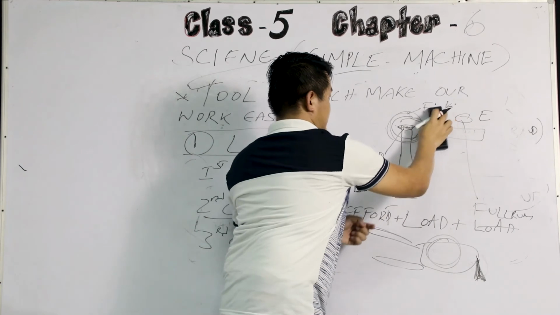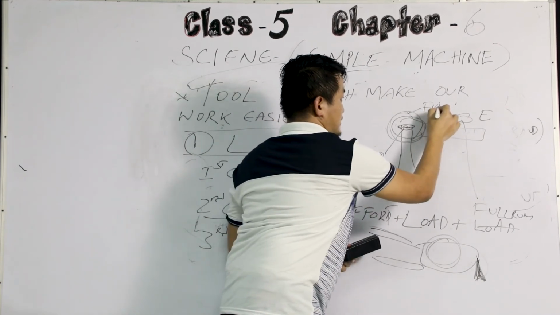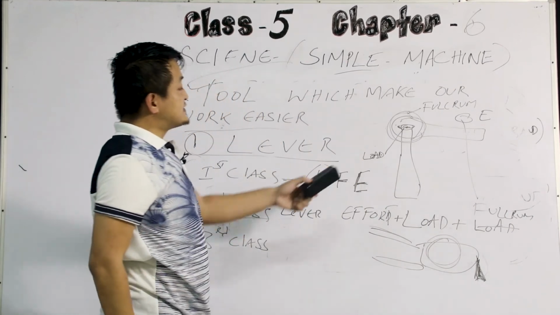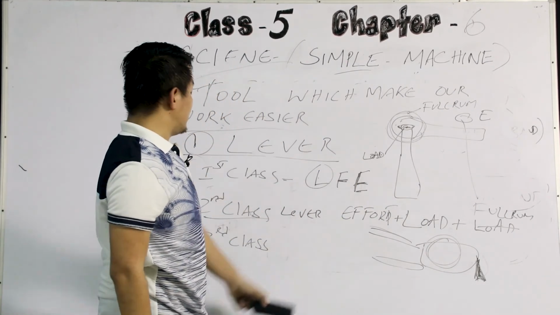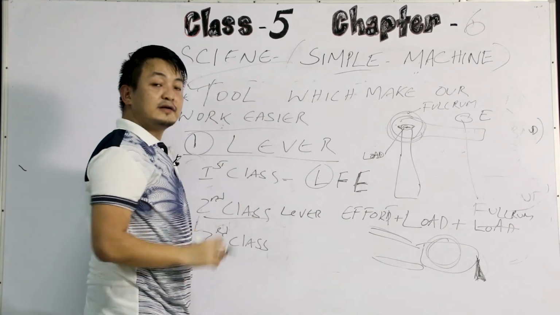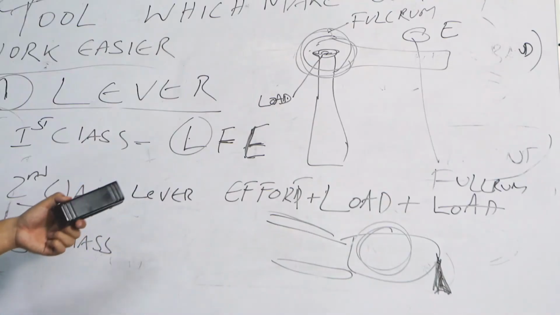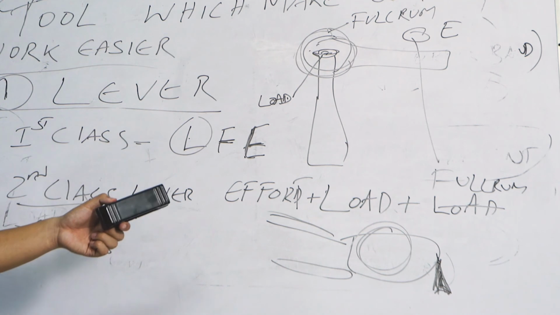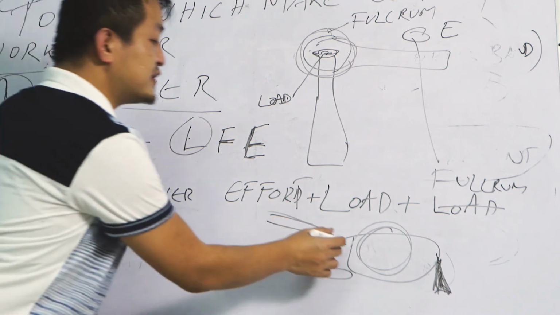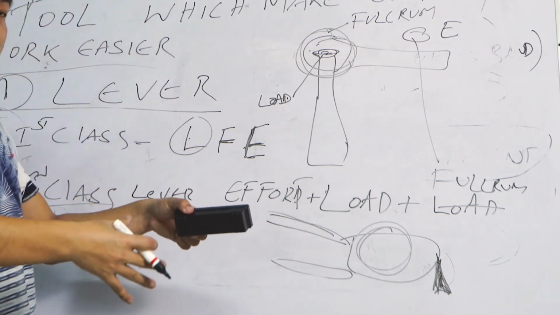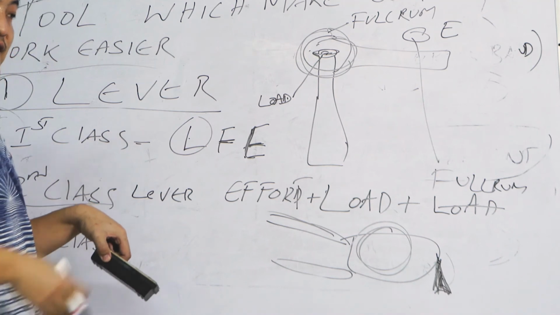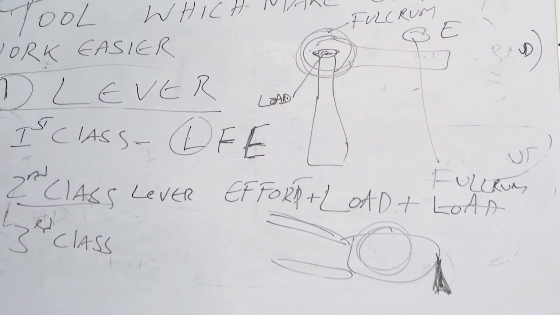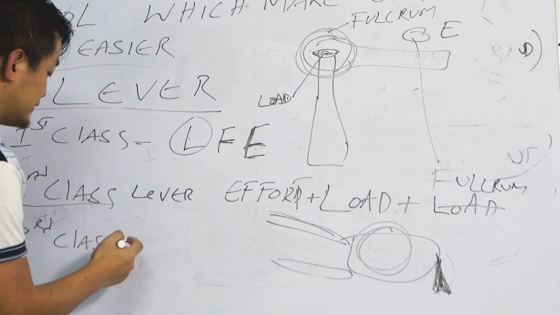F-U-L, fulcrum. So this is the support. This is the example of second class lever. Okay. Now even the shopping cart is also an example of second class lever. Clear? Because even in the shopping cart, the load is in the center and the effort is on the side, and there is a support on the front side. Clear? Okay. Now we have the last type of lever.